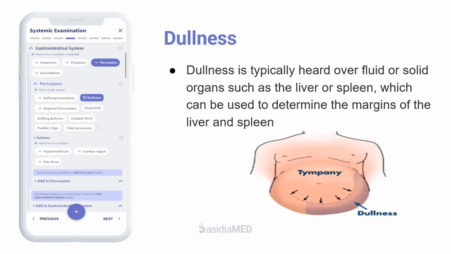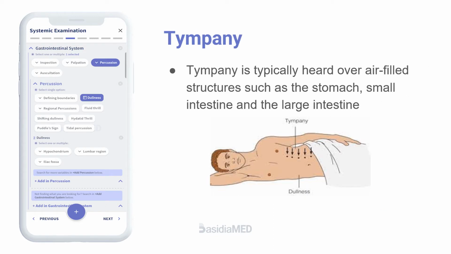Dullness is typically heard over fluid or solid organs, such as the liver or spleen, which can be used to determine the margins of the liver and spleen. This can help with estimating the size of these organs and can help to identify organomegaly, that is, enlarged organs. Tympany is typically heard over air-filled structures, such as the stomach, small intestine, and the large intestine.